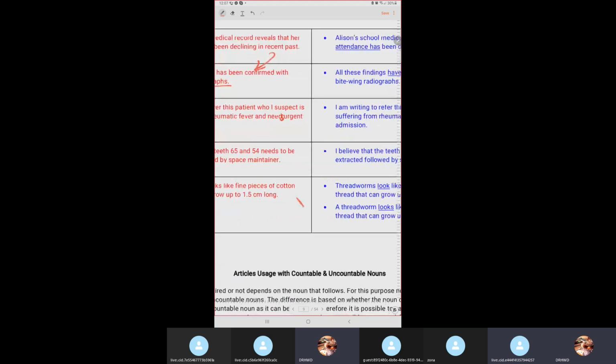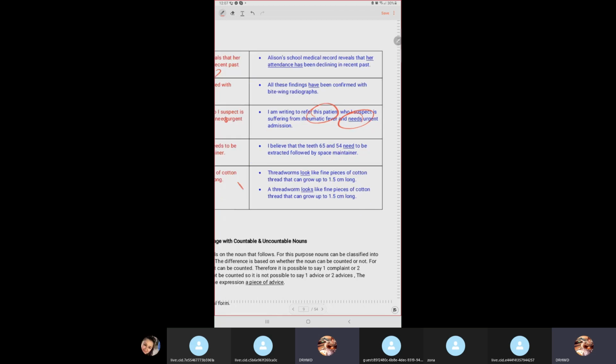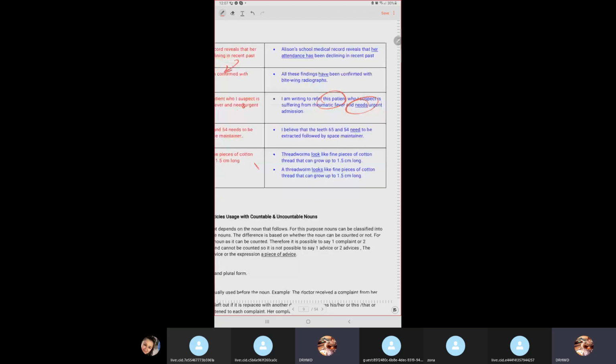Needs. So this is how you'd be doing it. You'd be making sure that if there's one patient, you'd be talking about needs, and if there are many patients, then you'll be saying need, right? I believe that teeth is a plural, right? So 64 and 65 need to be extracted. You'd not be saying needs to be extracted, right? So make sure that your verb and subject agree.